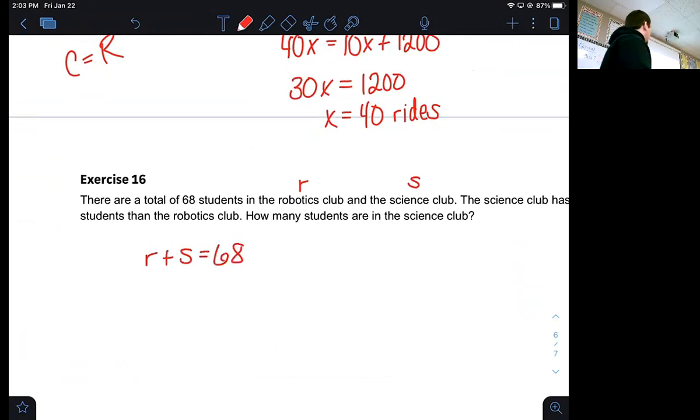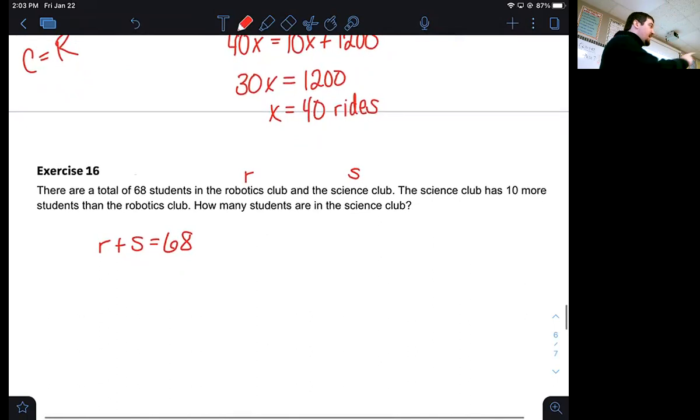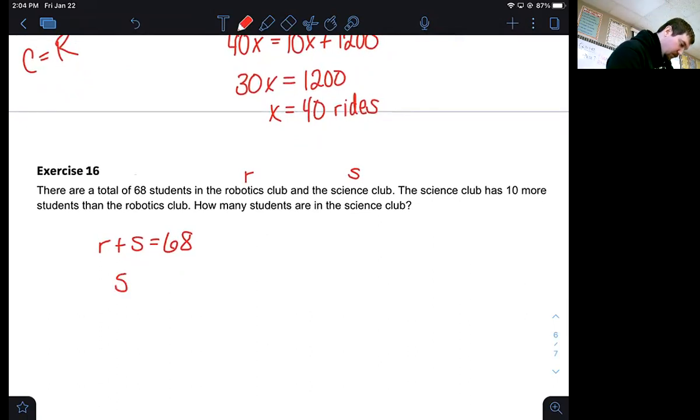From that first sentence, we know there's a total of 68 students. So R plus S equals 68. Okay. Max, what's the other one? S is equal to R plus 10. Nice job. The science club has 10 more than the robotics club.